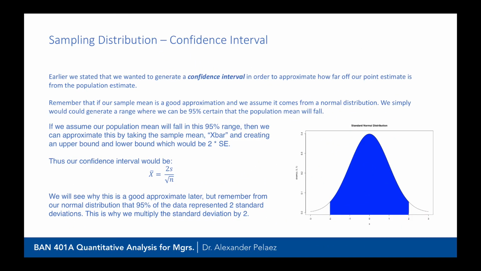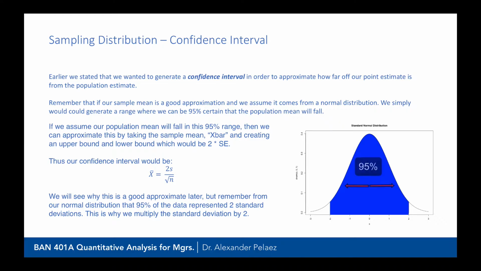Now, in previous slides, we stated that we wanted to generate a confidence interval in order to approximate how far off from our point estimate is the population estimate. If our sample mean is a good approximation, and we assume it comes from a normal distribution, we could generate a range where we can be 95% certain that the population mean will fall.